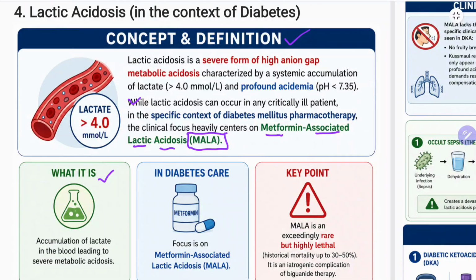So what it is: accumulation of lactate in the blood leading to severe metabolic acidosis. Focus is on metformin associated lactic acidosis. MALA is exceedingly rare but highly lethal. Historical mortality is up to 30 to 50%. Half of the patients who develop this will die. It is an iatrogenic complication of biguanide therapy, that is nothing but metformin.